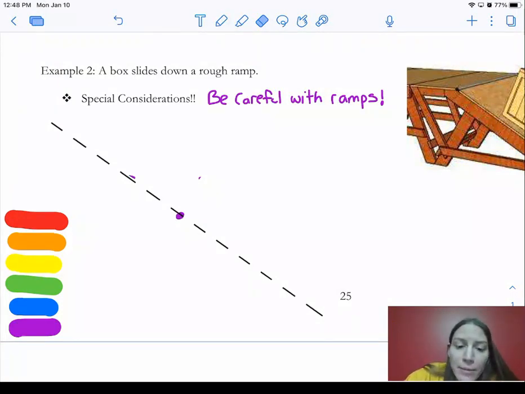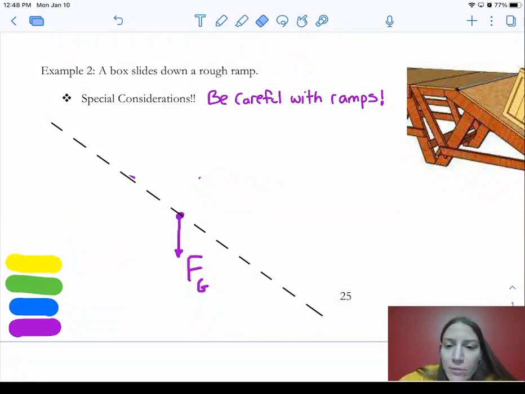Now my first one that I always draw is gravity. Even though my ramp is at an angle, gravity is still going to point straight down. So here's gravity, straight down. Notice it's not at an angle, it's straight down still, okay? And here's me labeling it as gravity, FG for gravity, okay?